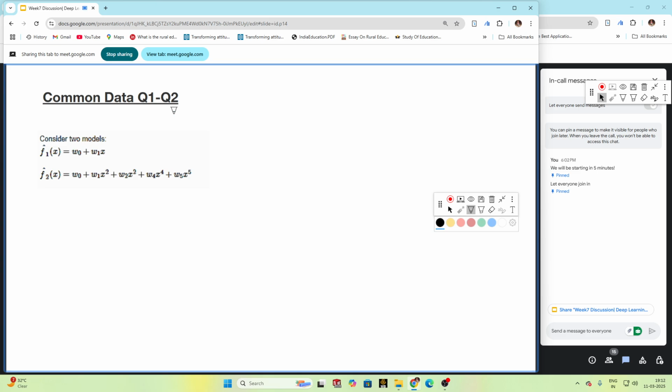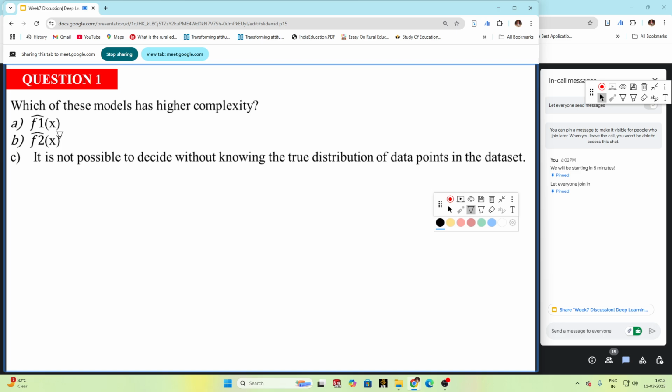The first two questions are based on this common data, and we have two different kinds of model. One is f1 predicted, where the hat is for predicted function. f1 predicted x is w0 plus w1x, and f2 predicted x is w0 plus w1x plus w2 x square plus w4 x to the power 4 plus w5 x to the power 5. So this is the second model. Now the first question is, which of the models has higher complexity? Is it f1 predicted x, or f2 predicted x, or c: it is not possible to decide without knowing the true distribution of the data points in the data set?